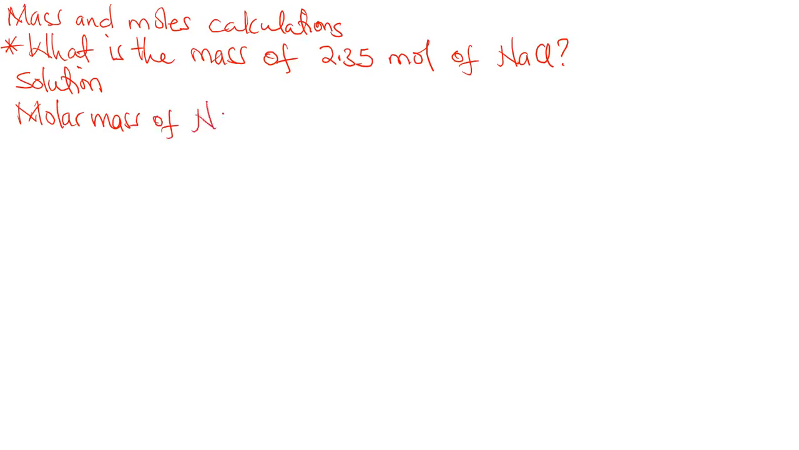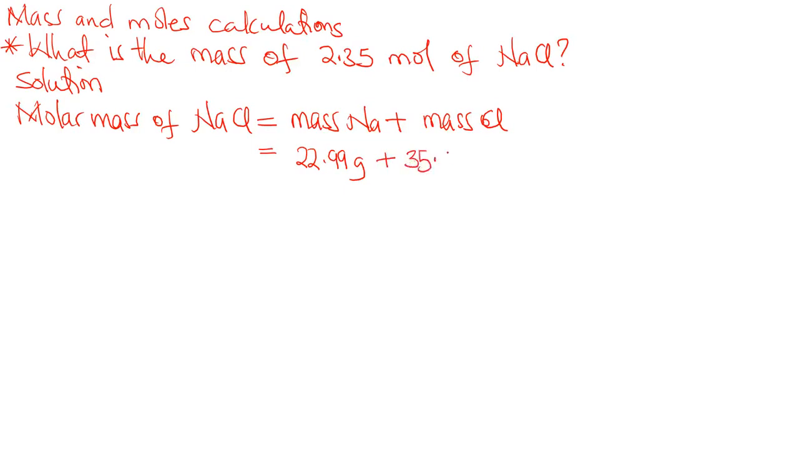of sodium chloride. So this one will be given by the mass of sodium plus the mass of chlorine, which is 22.99 grams plus 35.45 grams. So this one gives us 58.44 grams per mole, because it is the mass of 1 mole of sodium chloride.